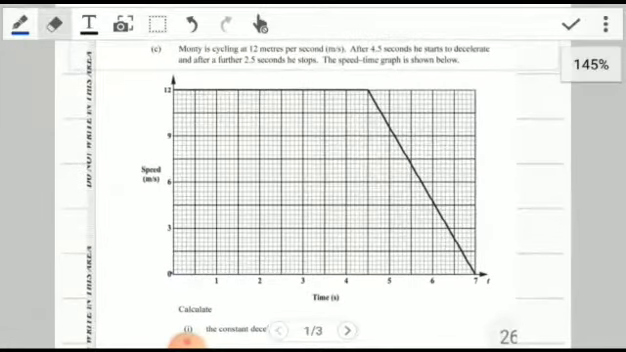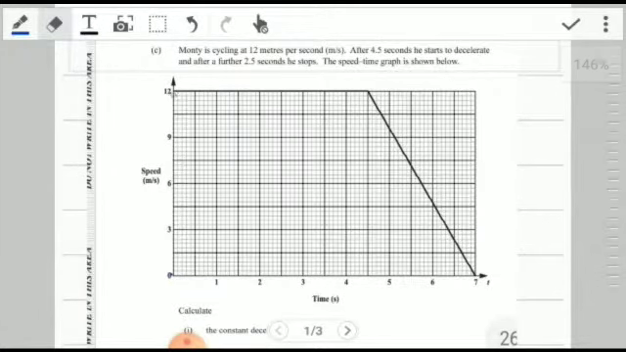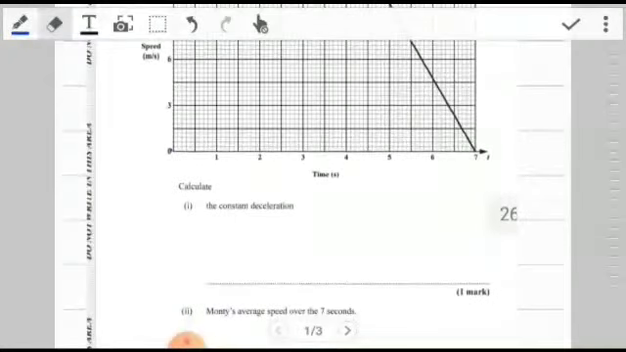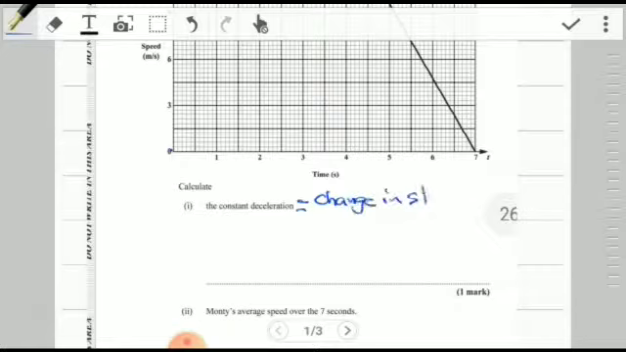You can see here where he started. That is an initial speed of 12, and it went for 4.5 seconds here, and then it started to decelerate until it came to rest at 0. The first question says, calculate the constant deceleration. Well, deceleration is actually change in speed divided by the change in the time that it took.